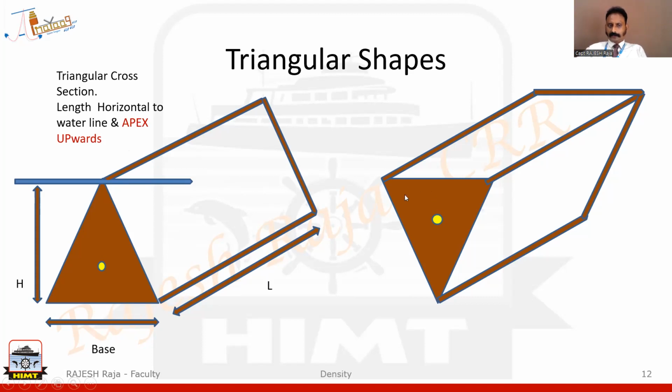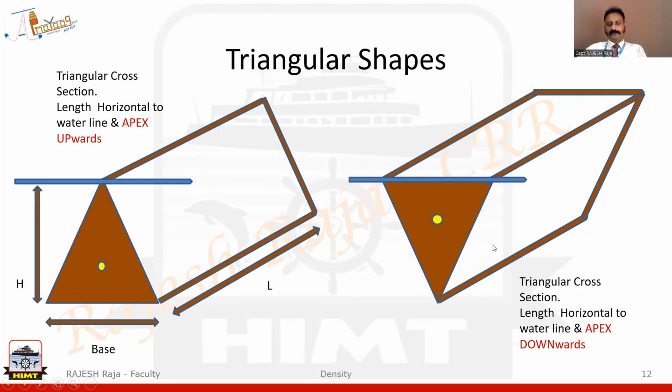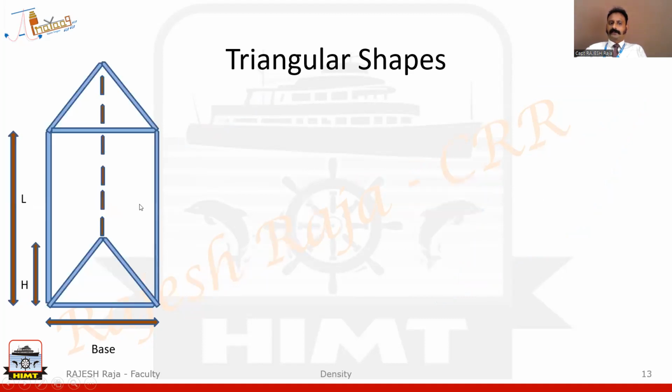Now please look at the right side picture. Here also, the triangular tank length is horizontal to the water line, but this time apex is downwards. So that means I can have water up this. So these are the two possibilities, but there's a third possibility. I can have this same tank kept in vertical direction also.